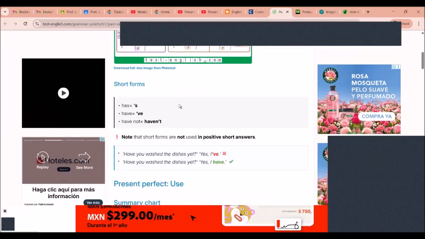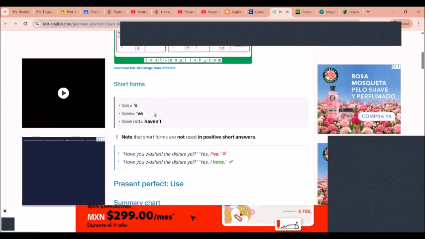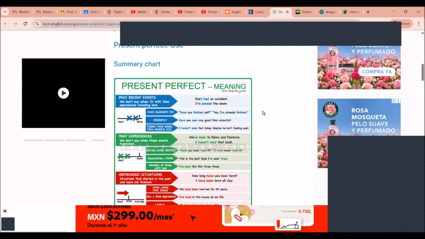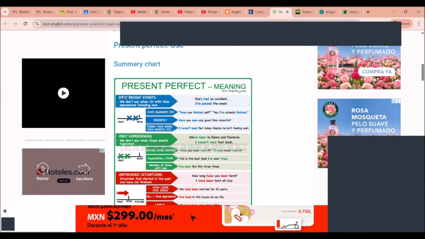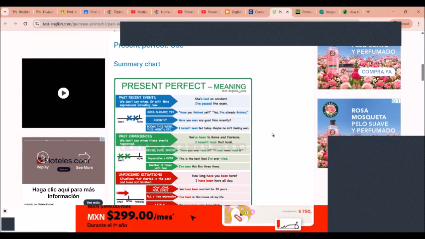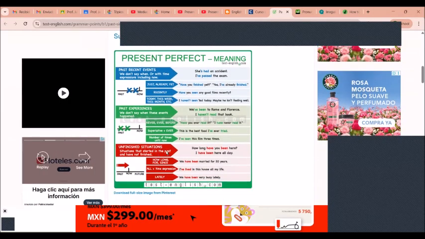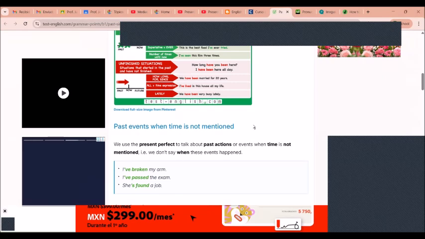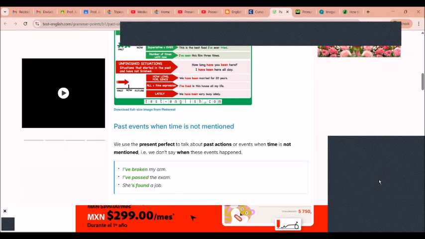Now, of course, we can write that in its short form. He's, we've, or we can write it in its long form. But remember, present perfect is used for past recent events, past experiences that are connected to our present, and unfinished situations from the past still continuing to our present. Let's look at some more examples, and let me continue.